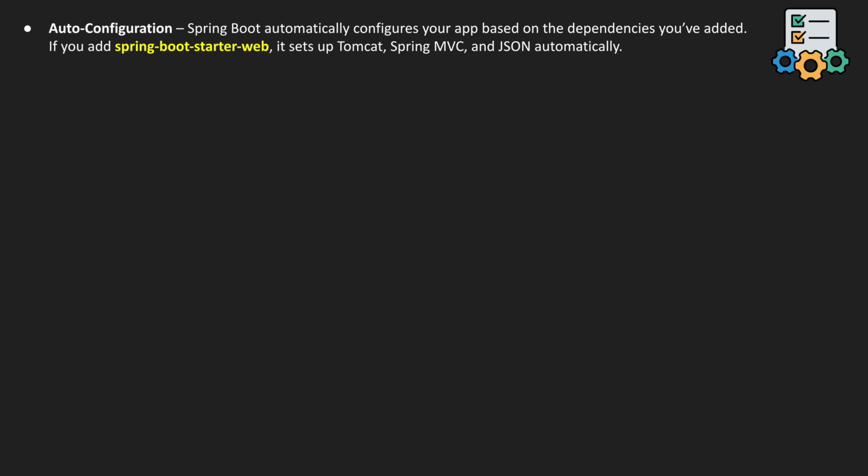If you don't have it, then you need to add the Tomcat dependency and the Spring MVC dependency, and verify that all these versions are compatible. But with auto configuration, you can just add the Spring Boot Starter Web, which will do that for you.